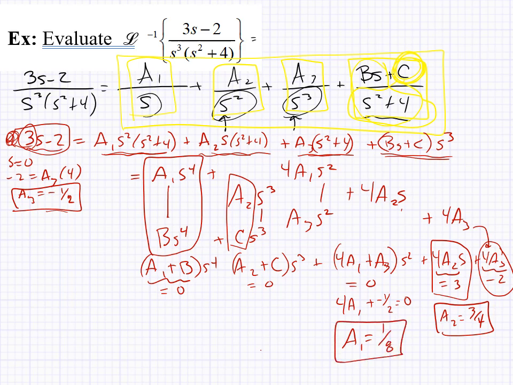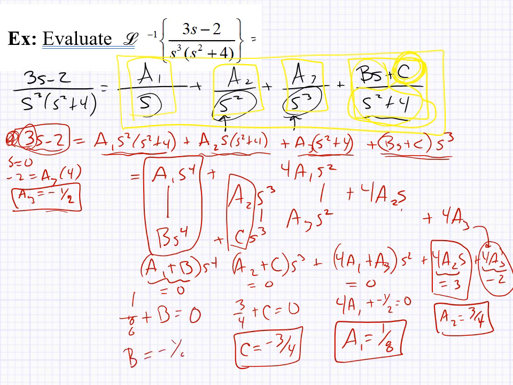Working our way down. This one, we know a2, which is 3/4, plus c has to equal 0, so c equals -3/4. So we're good there. And finally, a1, which is 1/8, plus b has to equal 0, so b equals -1/8. So this one wasn't nearly as bad as the last one, right? So we still now have to do the inverse Laplace transform, but at least we were able to get our a1, 2, 3, b, and c fairly quickly.